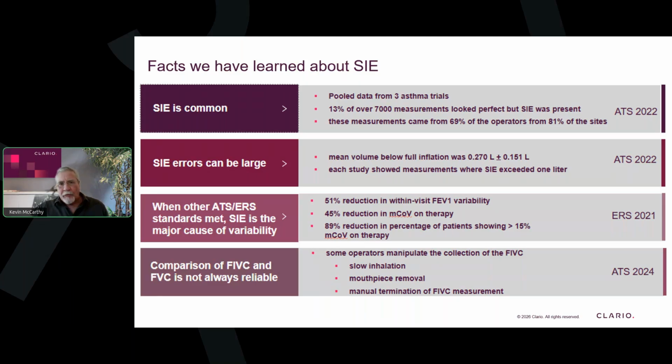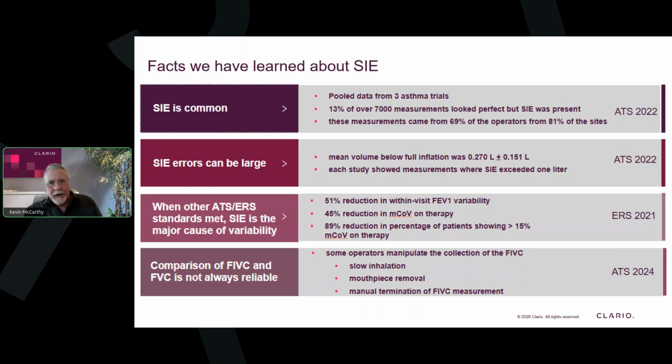And when you look at those 3 bullet points, you come away with a great appreciation for the problem that submaximal inhalation error represents. And you might think that we've solved the problem, but not yet. Let's go to the 4th bullet point. So the 4th bullet point is work that we presented in 2024 at the ATS that showed the comparison of the FIVC and the FVC is not always reliable.